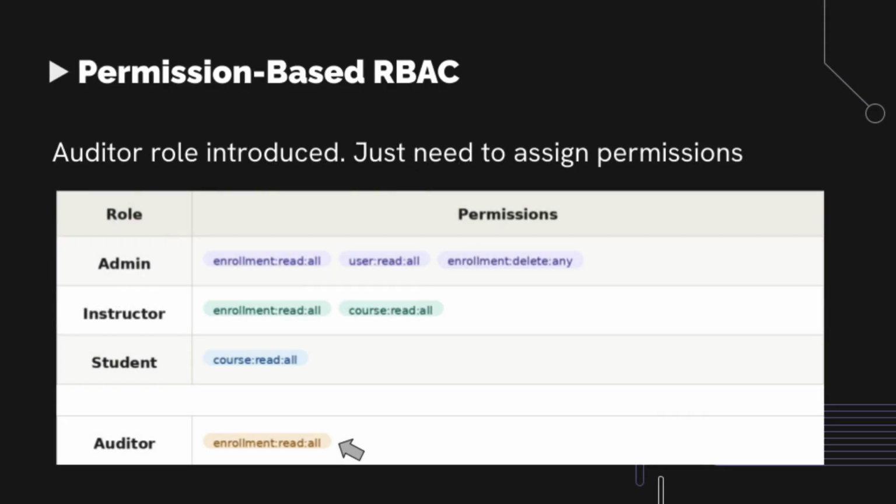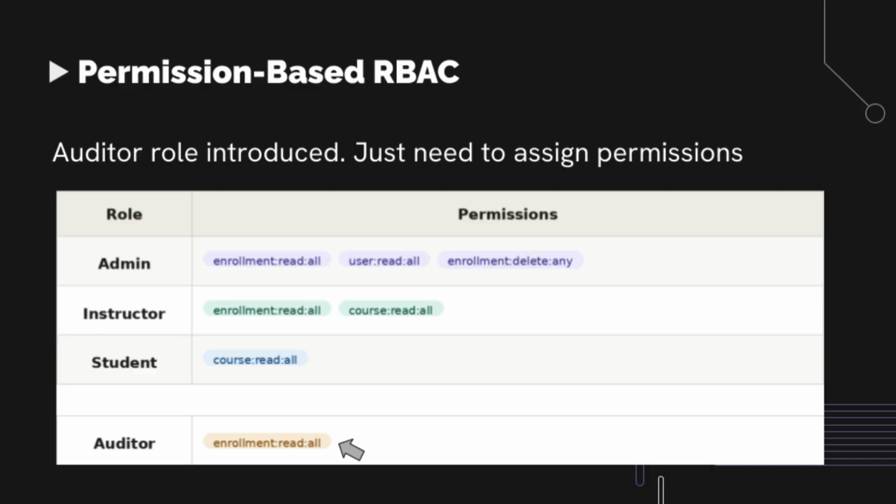With our new permission-based RBAC system, this process is much simpler. Since the route already requires the enrollment read all permission, all we need to do is assign that permission to the auditor role. No route changes are required, no middleware needs to be modified. The existing authorization logic continues to work exactly as before.